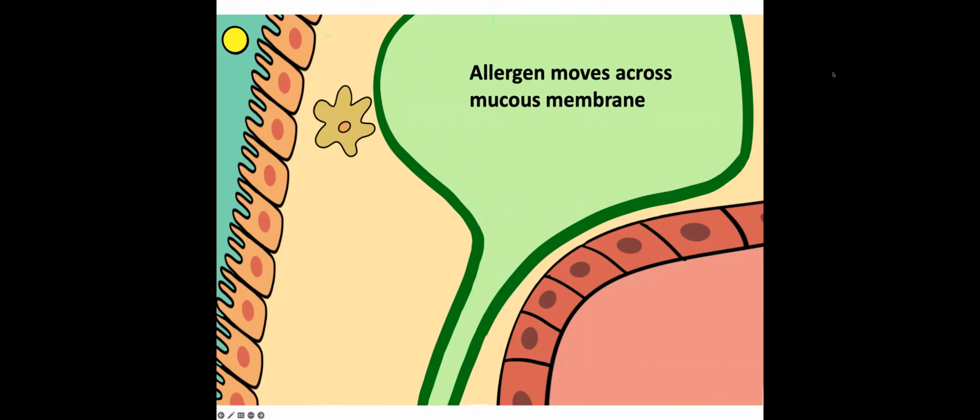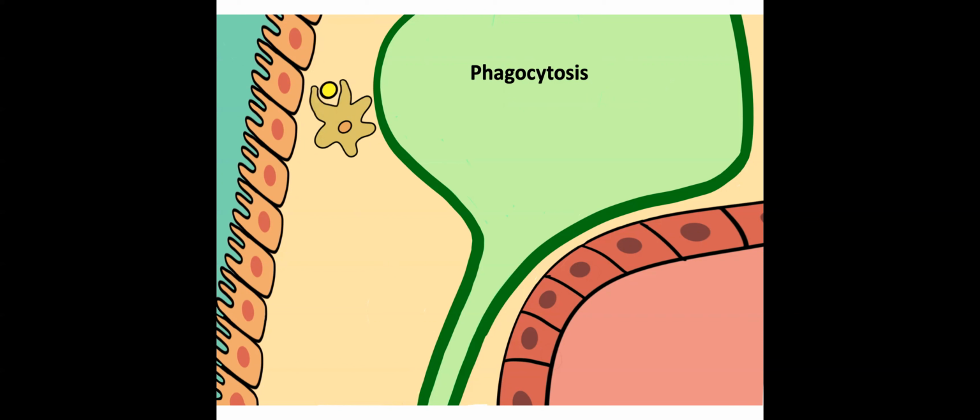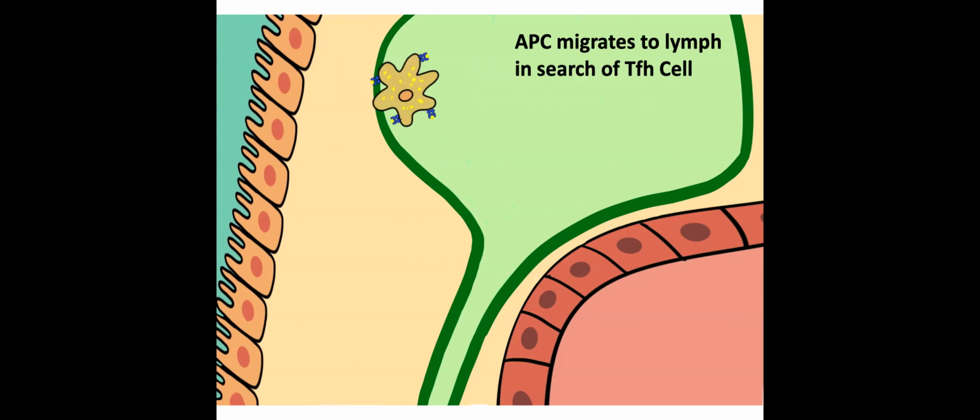And this pollen molecule is going to move across the mucous membrane and epithelial layer and come in contact with a dendritic cell or a macrophage. This allergen is going to be phagocytosed and digested and then expressed on the MHC2 molecule of this dendritic cell. This dendritic cell is then going to act as an antigen presenting cell and migrate into the lymph.